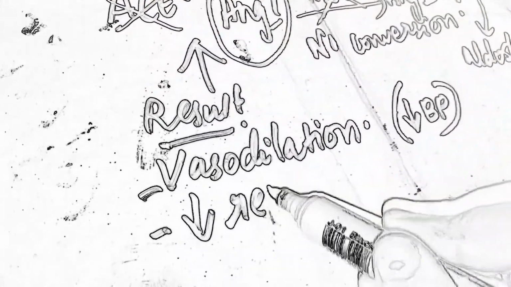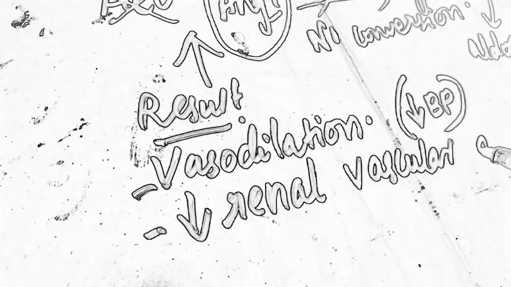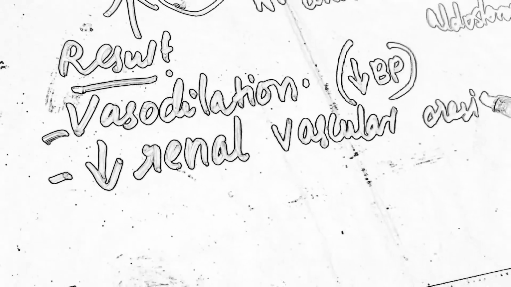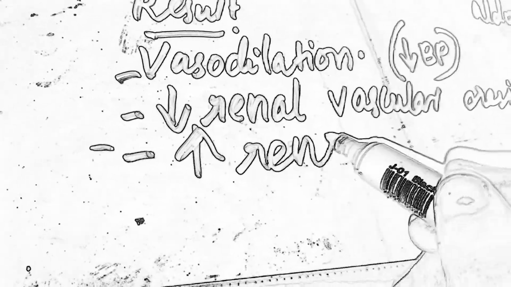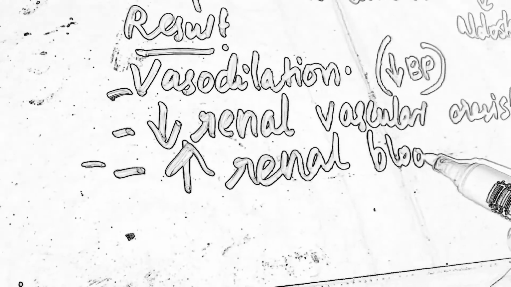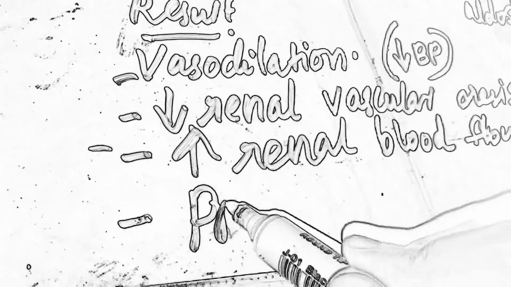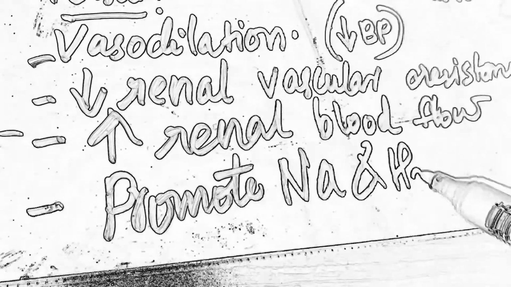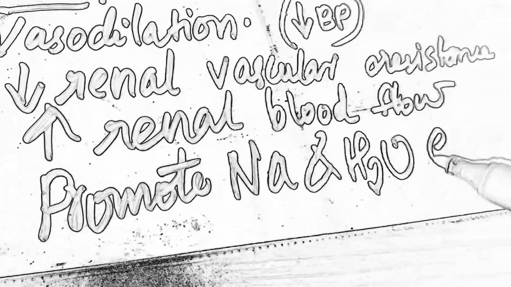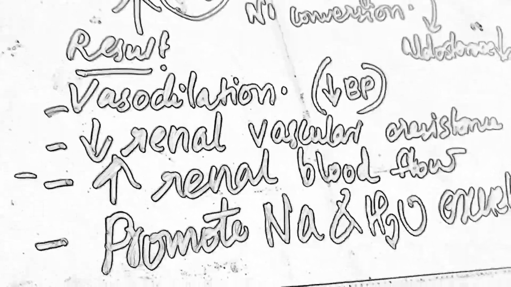It also decreases the renal vascular resistance, increases the renal blood flow, and promotes sodium and water excretion, as opposed to the RAS system, which causes the reabsorption of sodium and water. Here, excretion of sodium and water occurs. So just the opposite of what RAS does.